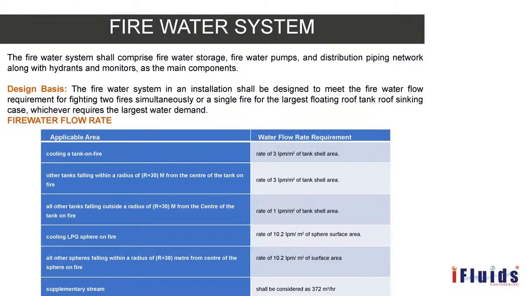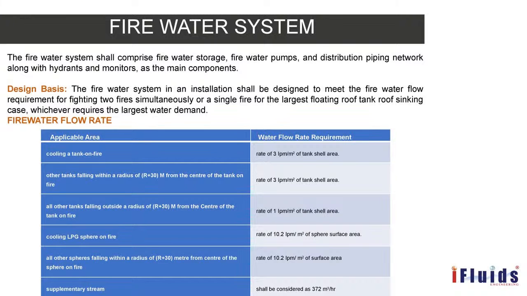So as already stated above, the fire water system should be designed to meet the fire water flow rate requirement of two major fire scenarios, or otherwise one single largest fire scenario, in case of a floating roof tank sinking. So if you have a floating roof tank and it sinks, you have to perform a water demand calculation, or otherwise for two major scenarios. In that case also you have to perform a water demand calculation, and whichever is the largest, accordingly you have to design your fire water system.